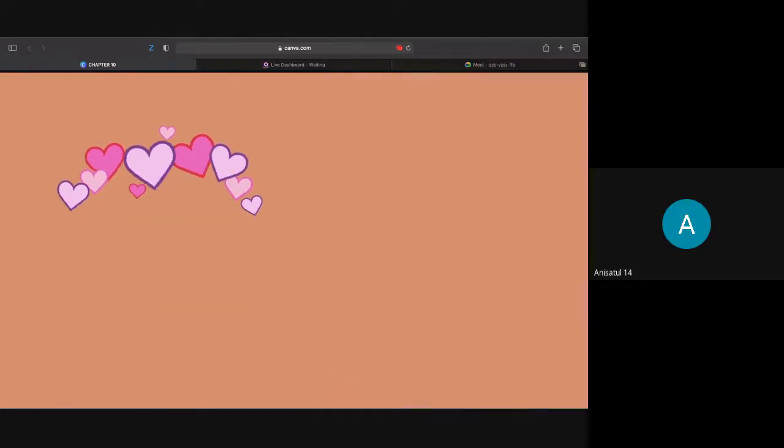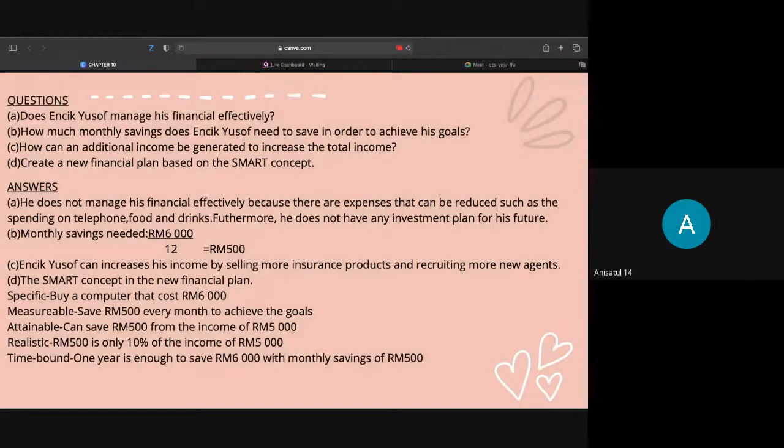Okay, like Nafisa said just now, we need to help Encik Yusof to solve his financial problem without using the emergency fund. Maksud dia dekat sini, kita kena bantu Encik Yusof ni untuk selesaikan pelan kewangan dia tanpa menggunakan satu sen pun daripada duit kecemasan. Jadi kalau kita tengok soalan A, does Encik Yusof manage his financial effectively? Maksud dia, adakah Encik Yusof ni dia manage dia punya pelan kewangan ni dengan baik?